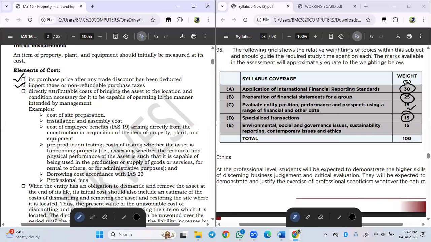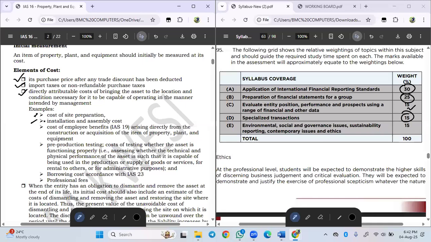So for the directly attributable costs, we have some examples there. First of all, we have the cost of site preparation. You have to prepare the site for that particular project. Maybe you want to construct a facility or a warehouse, you have to prepare the site. Then installation and assembly cost. Sometimes you import plants or maybe machines.